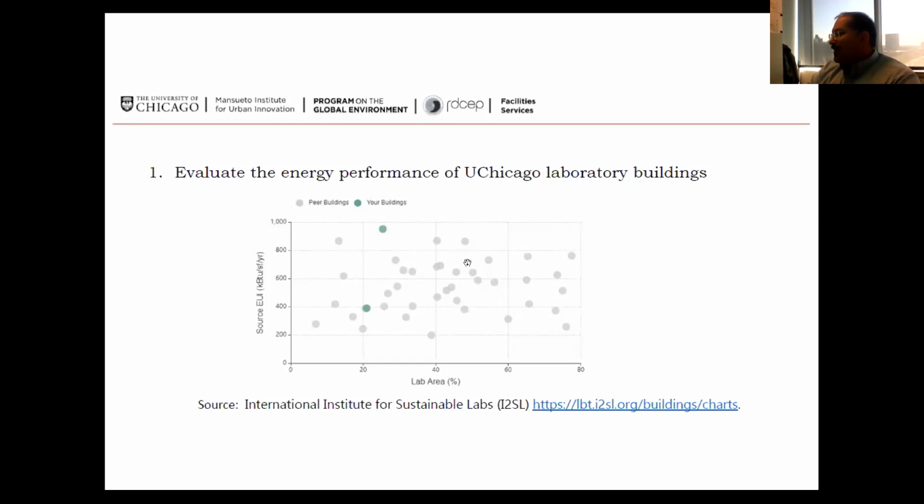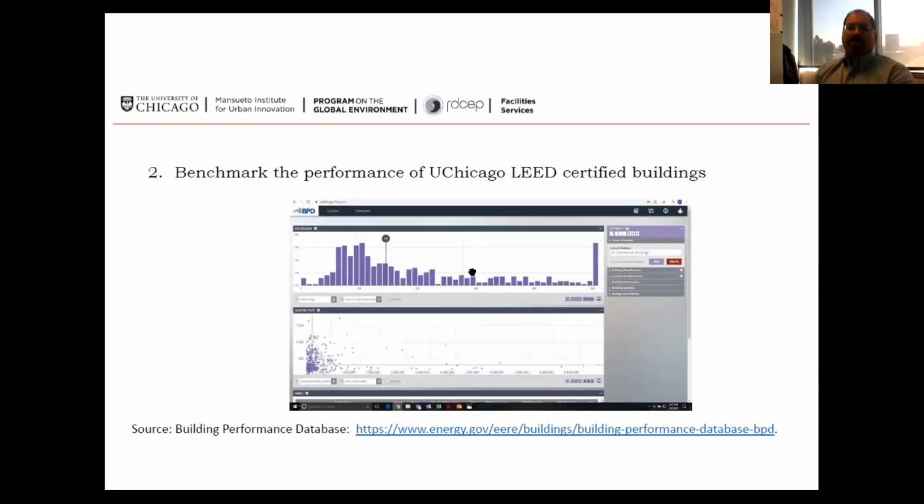That leads us to the next project, which is to benchmark the performance of UChicago LEED certified buildings. What I have here is a slide from the Livermore building database. The link is shown here. It has a histogram and a scatter plot, and it can show the energy use intensities, mostly source energy use intensities, of buildings. You can classify them the same way, by type of building and climate. You can even filter by LEED certification and Energy Star ratings. There's a lot of ways you can do this.